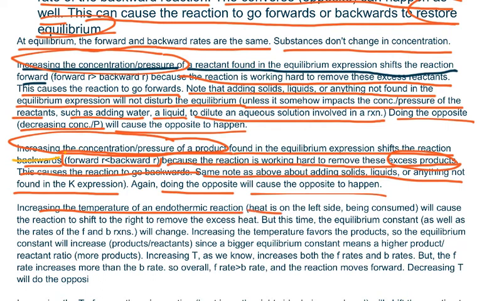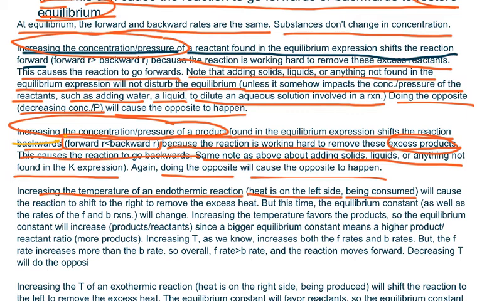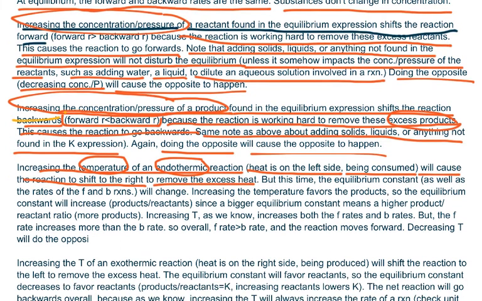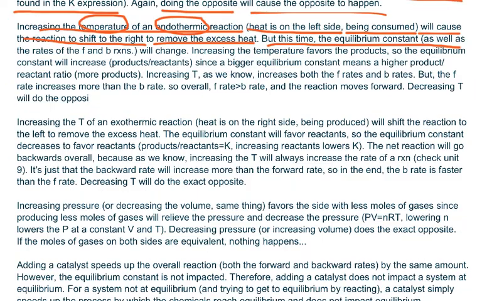Now, what about increasing the temperature of an endothermic reaction? Well, since heat is on the left side and it's being consumed, increasing the heat or the temperature of an endothermic reaction will push the reaction to the right to remove the excess heat. But this time, the equilibrium constant, as well as the rates of the forward and backward reactions, will change. So, increasing the temperature favors the products, so the equilibrium constant will increase.